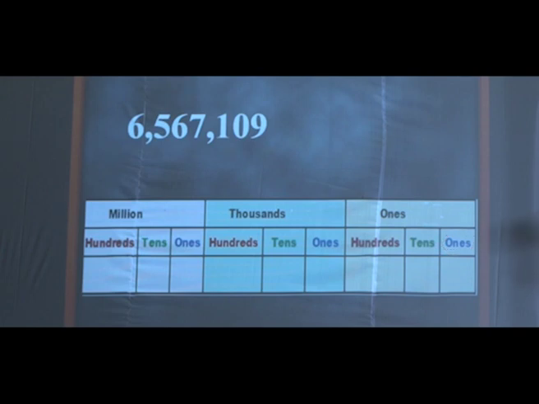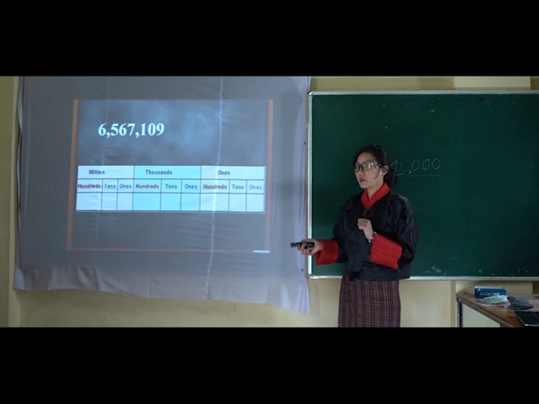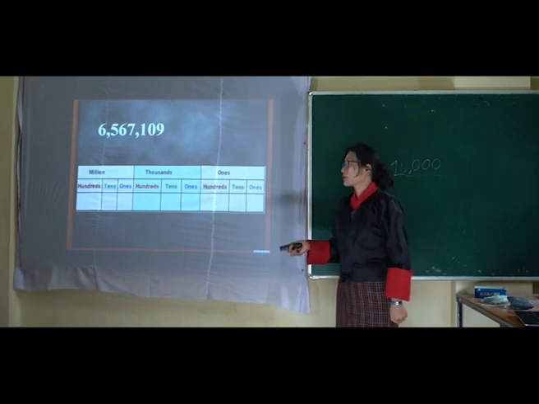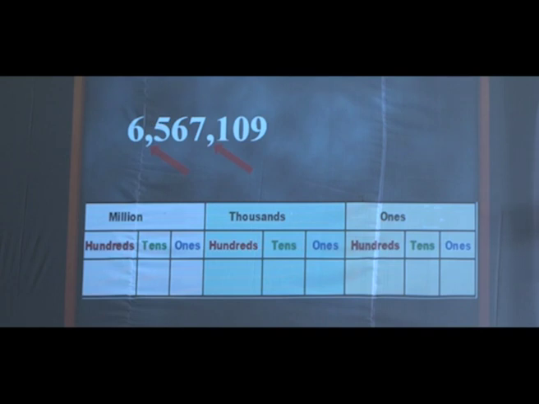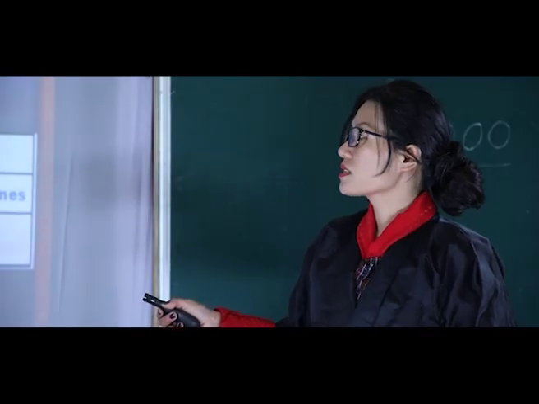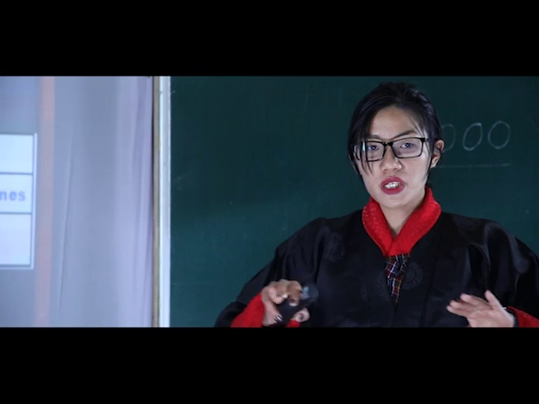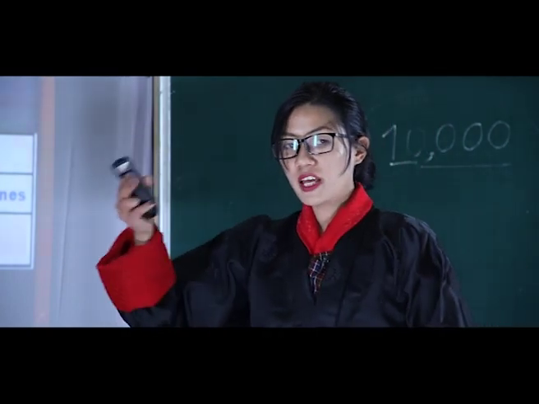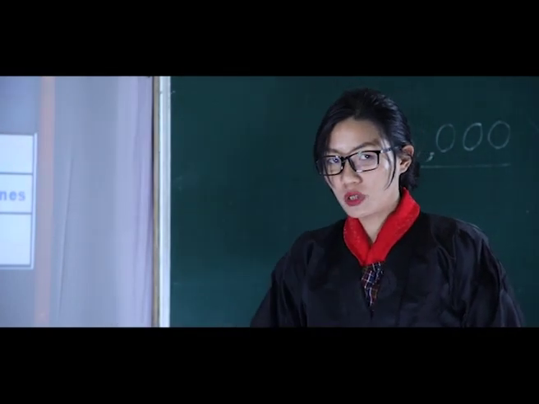Ones, tens, hundreds, thousands, 10,000s, 100,000s, 1 million, 10 million, 100 millions. That's how you read. Now, earlier we only said a comma separates a number, 1,000 from 100, right? Commas are used for separating the periods. So after every 3 digits, you must put a comma.